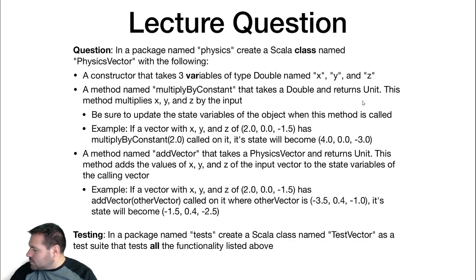Now notice that this doesn't return anything, but it does change the state of the object. So this is very similar to what we saw on Friday's lecture. This is an extension of working with classes. So even though this doesn't return anything, it is going to change the state of the object on which it was called.